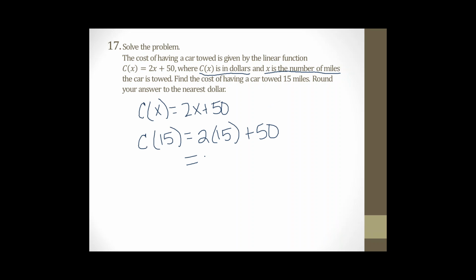So we have 2 times 15 is 30 plus 50 equals 80. And they want us to round your answer to the nearest dollar, and it's just $80. There's no cents here. So our final answer would be $80.